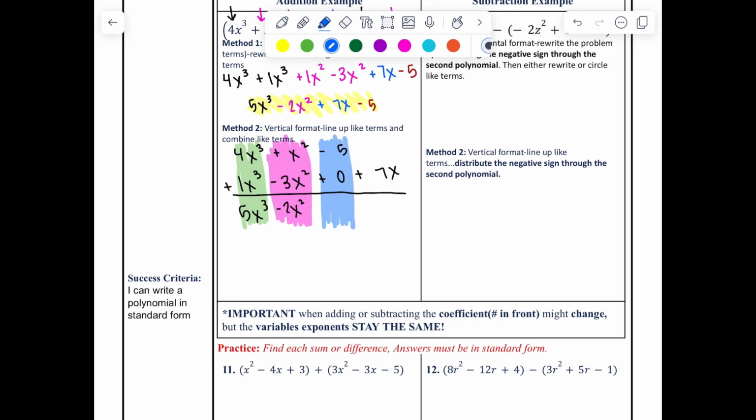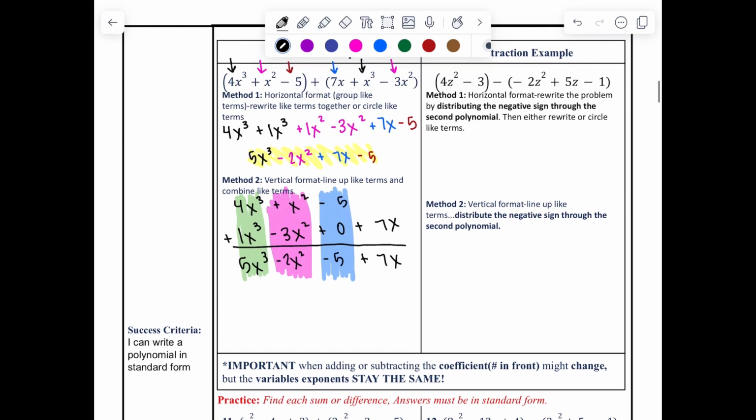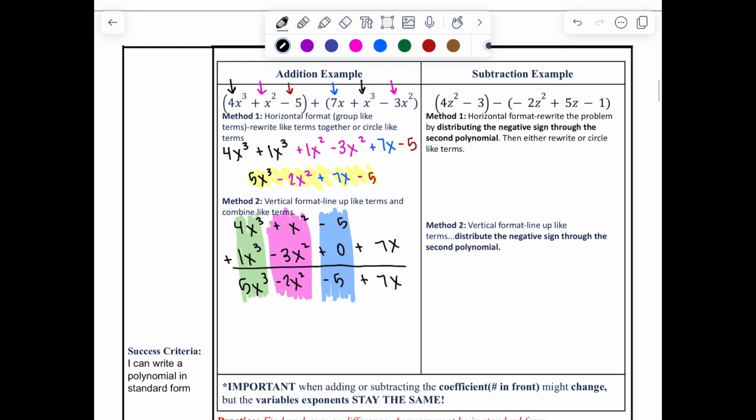So I put a 0 in there to remind me that negative 5 plus 0 is just negative 5, and that negative 5 and 7x are not like terms. I could have written another 0 after the 5 in the first row, but I didn't really feel the need to. You get to decide which method you like. You can do either one for addition, pretty straightforward.